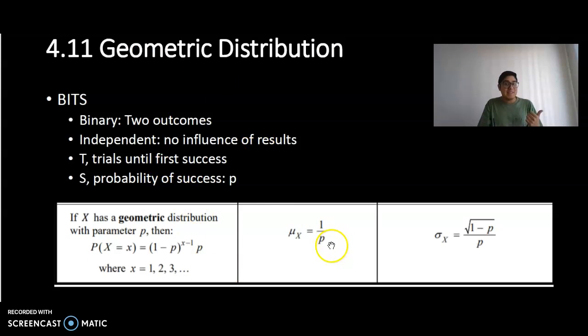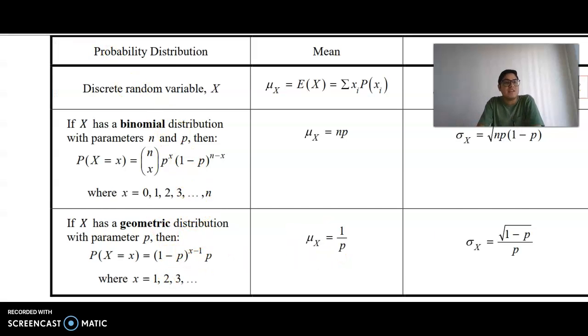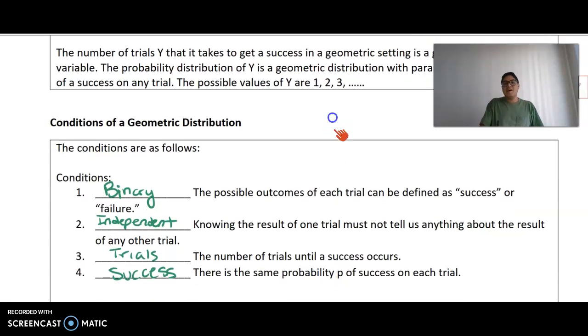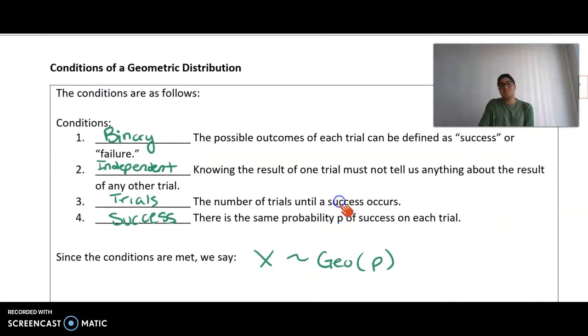Now, notice that we had bins for binomial, and now we're going to change it up for a geometric setting. Since I'm counting the number of trials, I can't have 0 trials. So now instead of having 0 successes, I'm seeing if I have any success on my first trial. So geometric is trials until your first success, and binomial is the number of successes within a fixed amount of trials. Now, thankfully, the conditions are relatively similar.